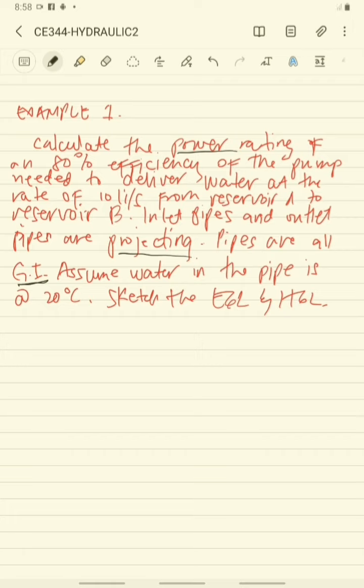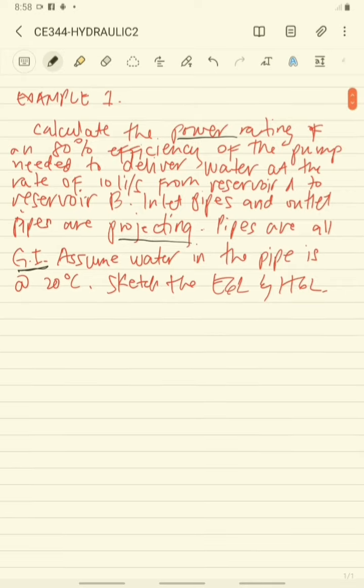So in Darcy, you need to find the friction factor. For the Manning's equation, you need to use the roughness coefficient of the pipe, and for the Hazen-Williams, you need the C. So I hope you know all of these things, because I included this in my previous lecture videos.